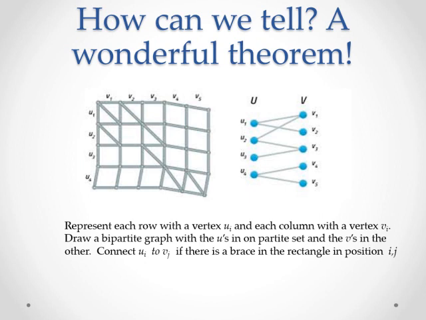Now, if there is a brace in the ith row, jth column, then u sub i is adjacent to v sub j. For example, look at u3. There's only one brace in the 3rd row. That brace is in the 3rd column. So u sub 3 is adjacent to v sub 3. And that's its only adjacency.